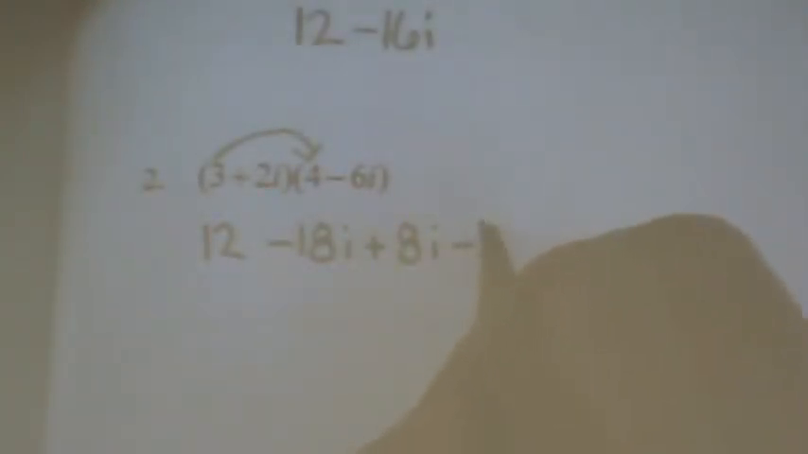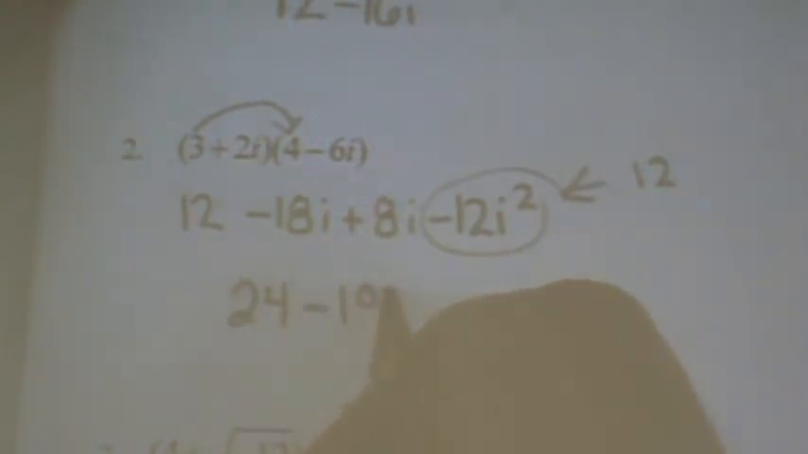The next one, number 2, you're going to FOIL. 3 times 4 is 12. And then minus 18i plus 8i. And then what's 2i times -6i? It's -12i squared. What's i squared equal to? What's this whole term going to go to? 12. This is really a 12. And so 12 and 12 is 24. And add these up, you get -10i.